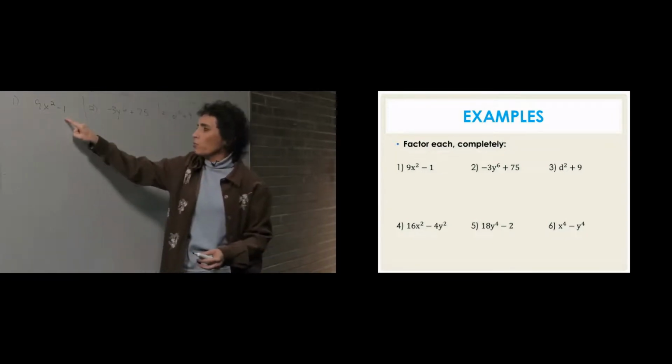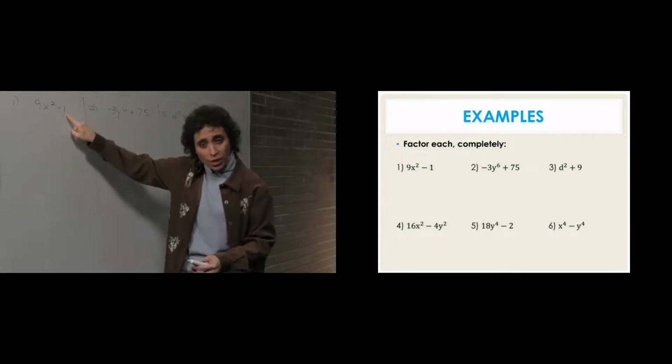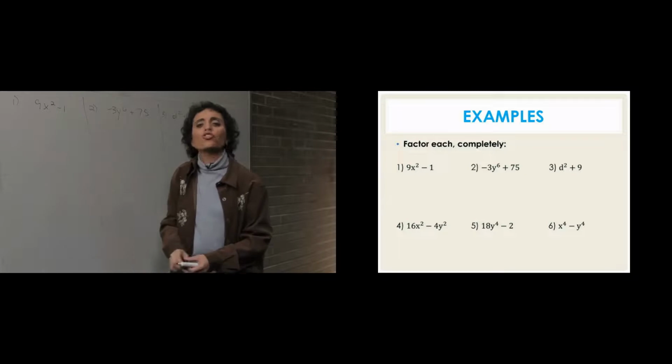So, 2 terms, check for the difference of 2 squares. 9x squared is a perfect square. 1 is a perfect square and it's separated by a minus, so yes.